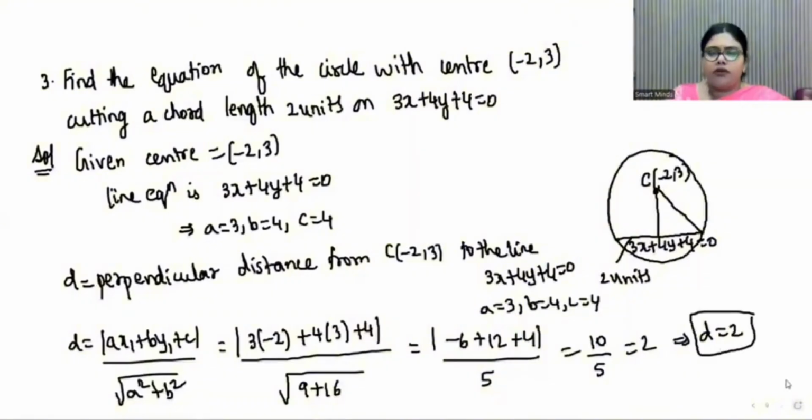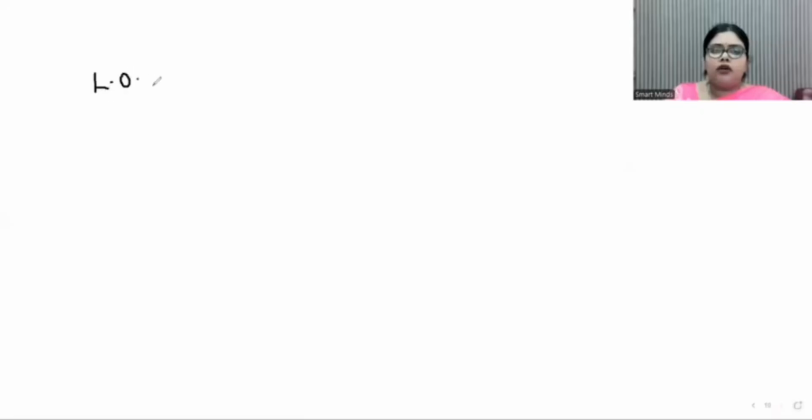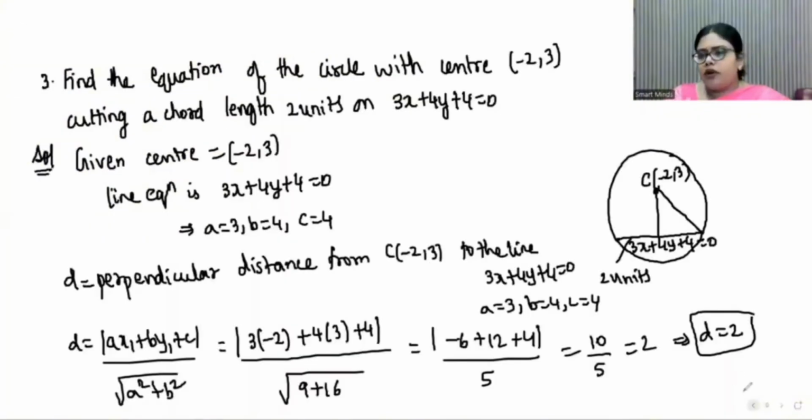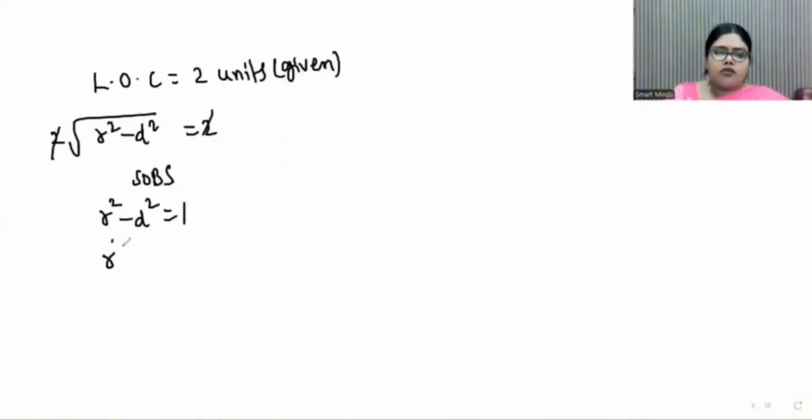After getting D is equal to 2, length of chord is given as 2 units. Now what is the formula for length of chord? 2 root r square minus d square is 2. 2 cancels. If you square on both sides, you get r square minus d square is 1. Just now you got d as 2. So d square will be 4. So r square is 5. So r is root 5.